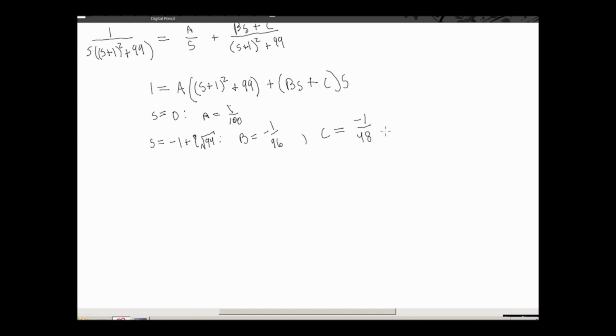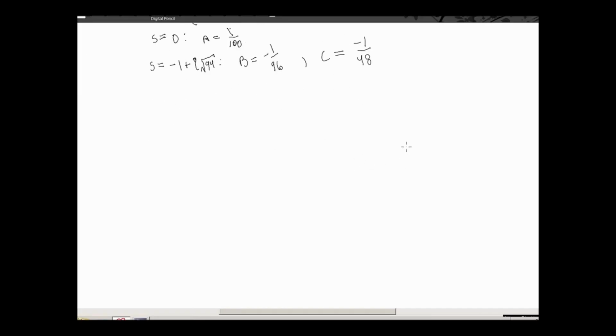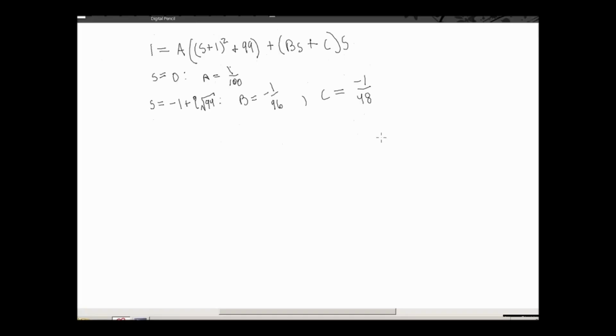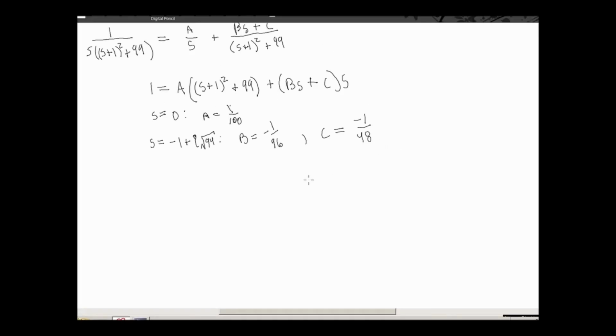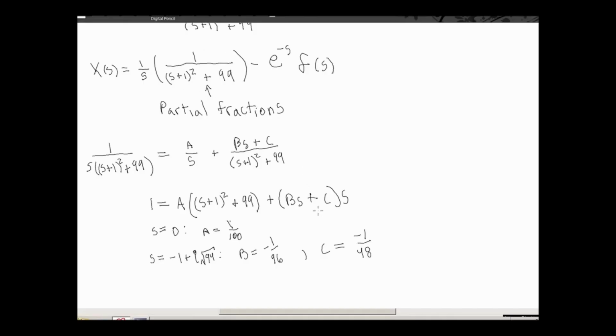So hopefully those are right. If you notice that they're not right, then please let me know. But the solution seems to work out. Okay, so when we do partial fraction decomposition on this term here, we end up with this.